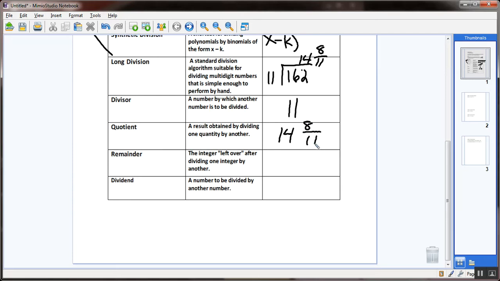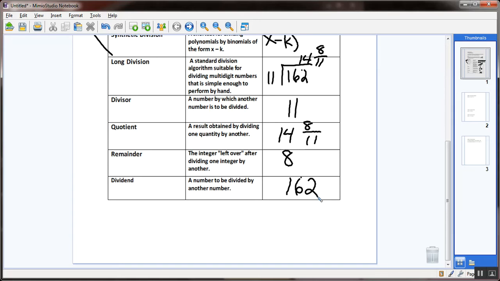How about the remainder? What remainder did we come up with when we divided that? Okay, so 8 would be the remainder. 8/11ths would be the fraction that's left over, but we would say the remainder was 8. And then the dividend is the number we start with. What number are you going to divide or chop up? Well, what number did we start with? 162 would have been that number. Okay.